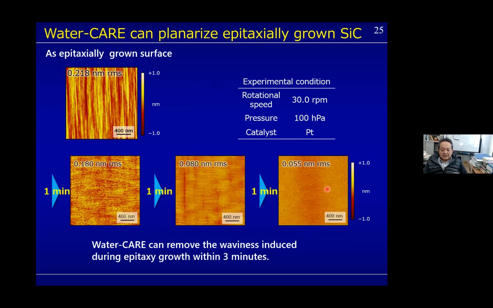And as you can imagine, this kind of method is very friendly to clean room usage. Fabrication of the device is done inside the clean room, and all the processes should be attractive for clean room usage. And this water CARE is very attractive for clean room usage. So this kind of method is used for roughness removal after the epitaxially grown silicon carbide surface.